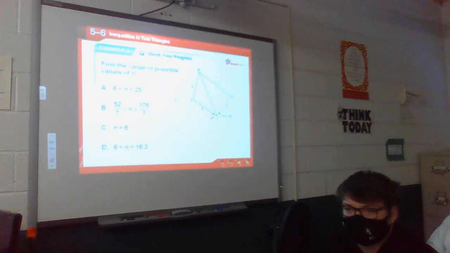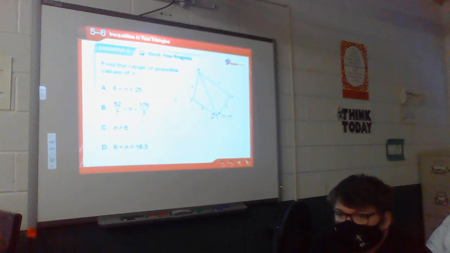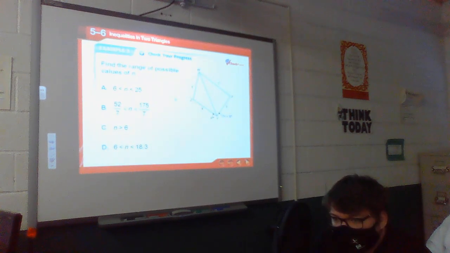And then all you got to do is solve again. Okay? So how do I get n by itself? Subtract 5. N is greater than 6. Subtract 5. N is less than 25. So my answer is n is less than 25 and greater than 6.